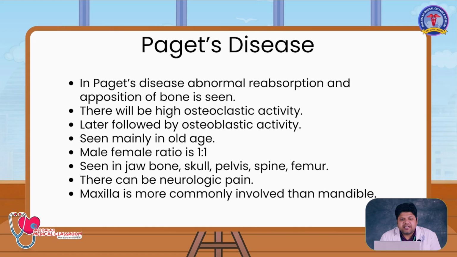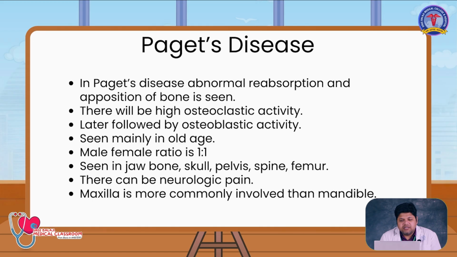Site is pelvis, spine, femur, skull and jaw bones. So here we are dealing with the jaw bones, and the clinical feature depends on the bone involved. Neurogenic pain due to impingement on foramina, or tinnitus. Bowing of the legs can also be there, curvature of the spine can also be there, gait difficulties can be there, deafness, the need to buy bigger hats, and oral manifestations can also be there.